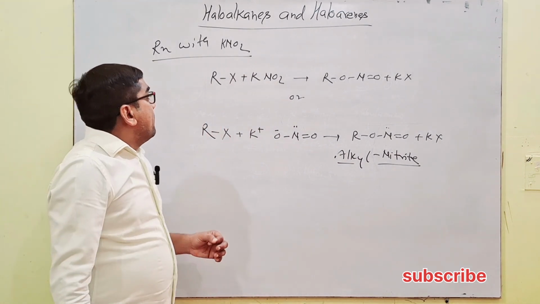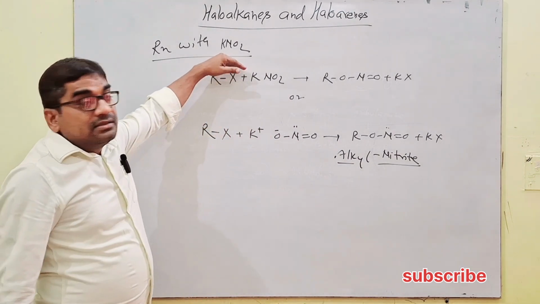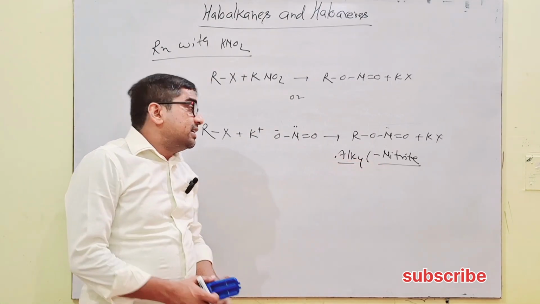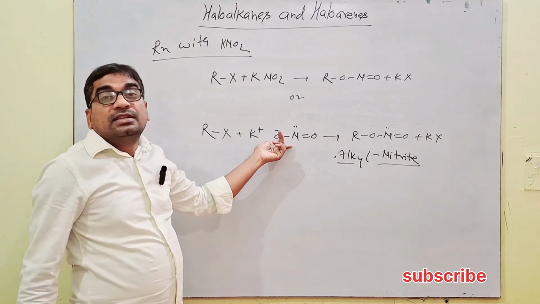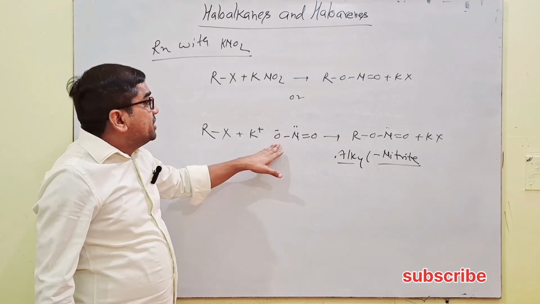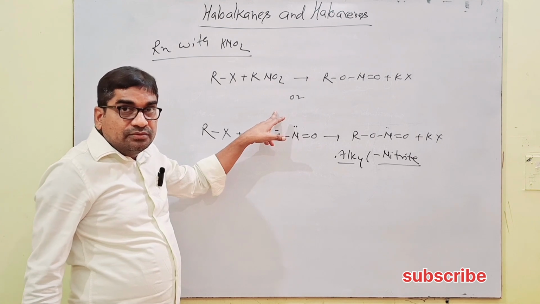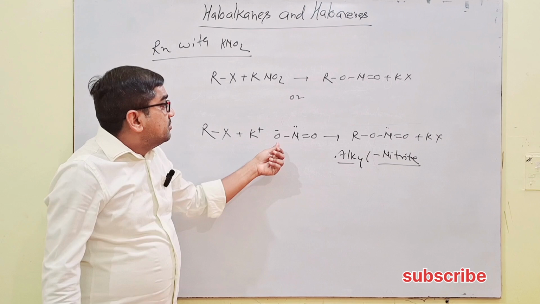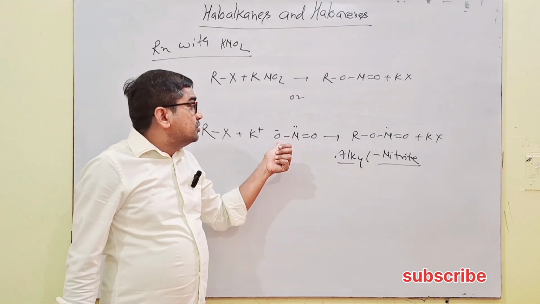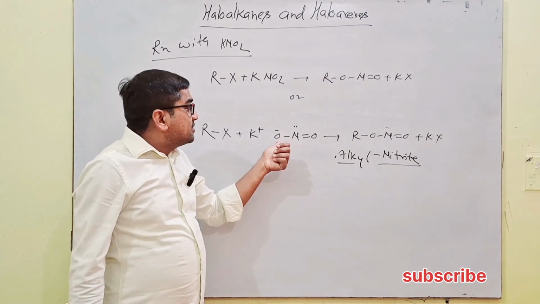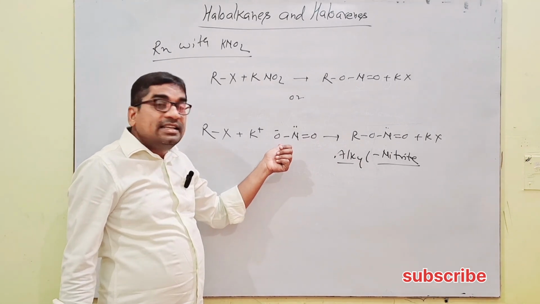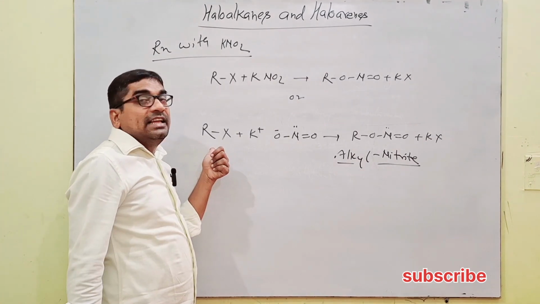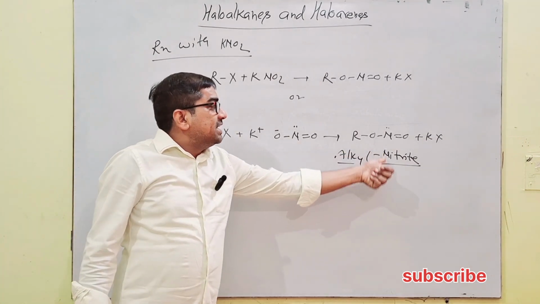So the question: when potassium nitrite reacts with alkyl halides, alkyl nitrite is obtained. Why? Because this bond is ionic in nature, so it forms NO2 negative. This negative charge is present on oxygen, because oxygen is more electronegative than nitrogen. That's why, due to ionic nature and higher electron density at this oxygen, it is free to get attached with the alkyl, so nitrite is formed.